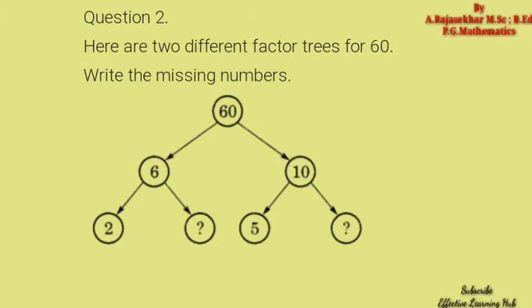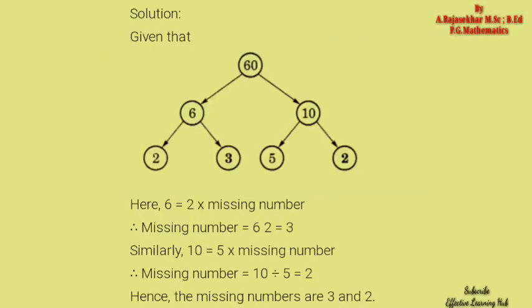See the answer. 6 is there, so 2 into the missing number: 6 divided by 2 equals 3. So the answer is 3. Similarly, 10: 5 into the missing number. 10 divided by 5 equals 2. Hence the missing numbers are 3 and 2.